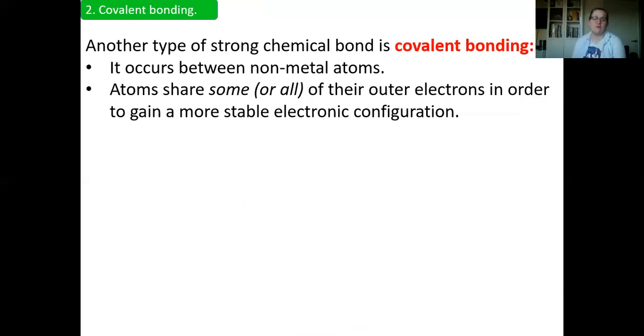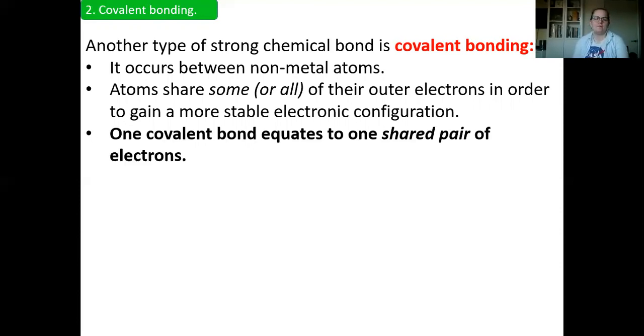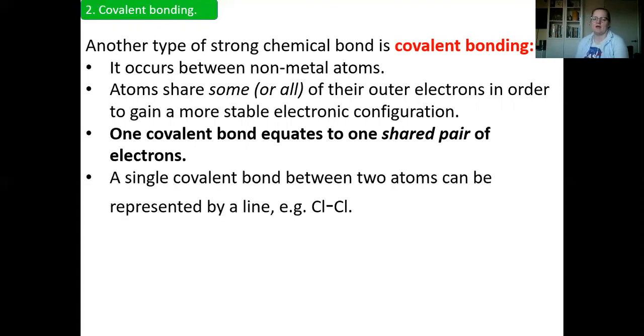Atoms share some or all of their outer electrons in order to gain a more stable electronic configuration. So it's that same idea. We're still trying to get a full outer electron shell. But in this situation, rather than gaining and losing, we're sharing. One covalent bond equates to one shared pair of electrons. That's really important to remember. A single covalent bond between two atoms can be represented by a single line. Covalent bonds can actually come in double and triple bonds.